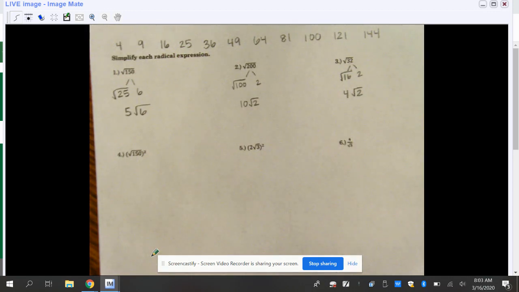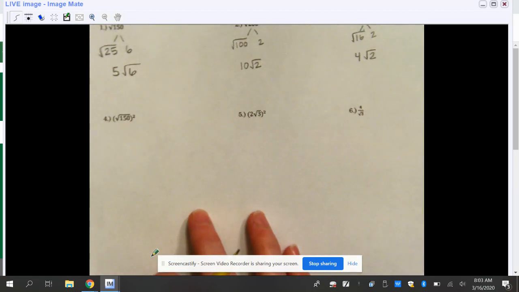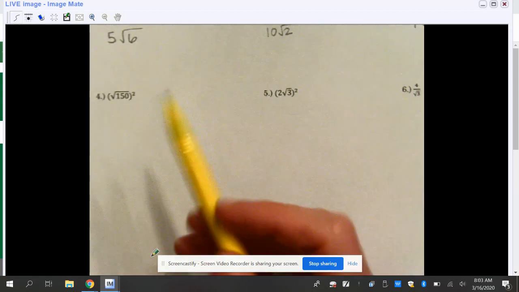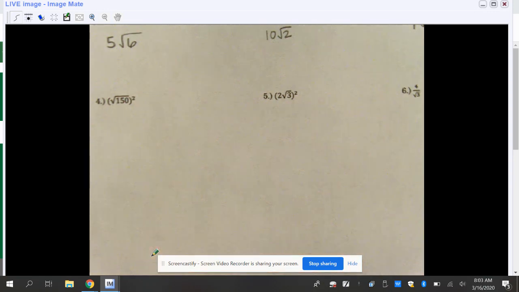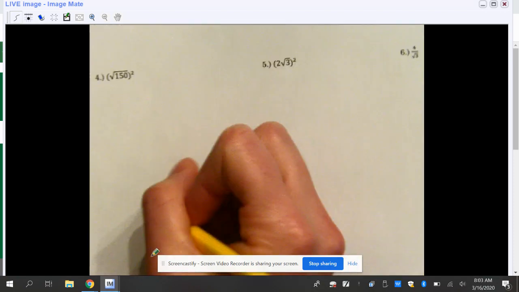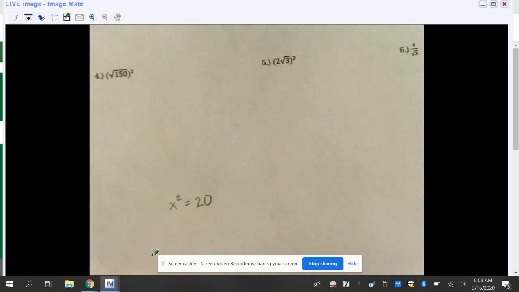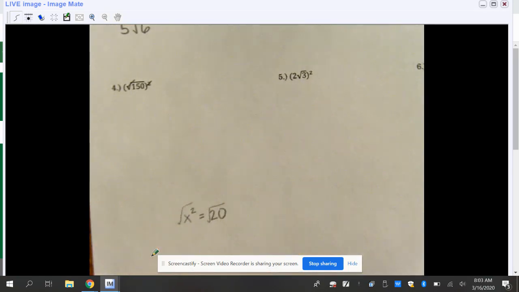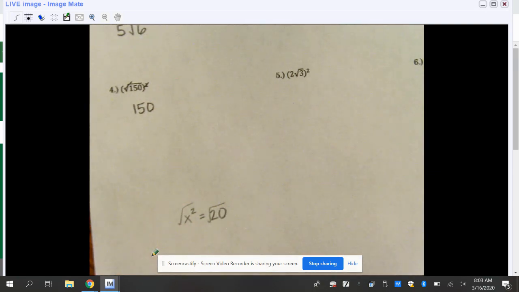Okay. For number 4, then, 4, 5, and 6 are more operational. When you are taking the square root of a number and squaring it, square rooting and squaring are called inverse operations of each other. If I had an equation like x squared equals 20, to solve that, because x is being squared, we would take the square root of each side. So whenever you're squaring a radical, they cancel each other out, leaving us with just 150. That would be our answer.